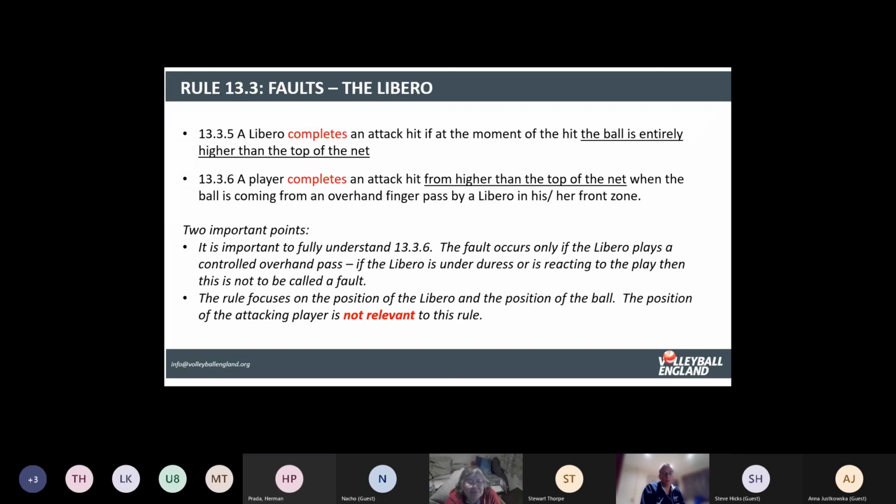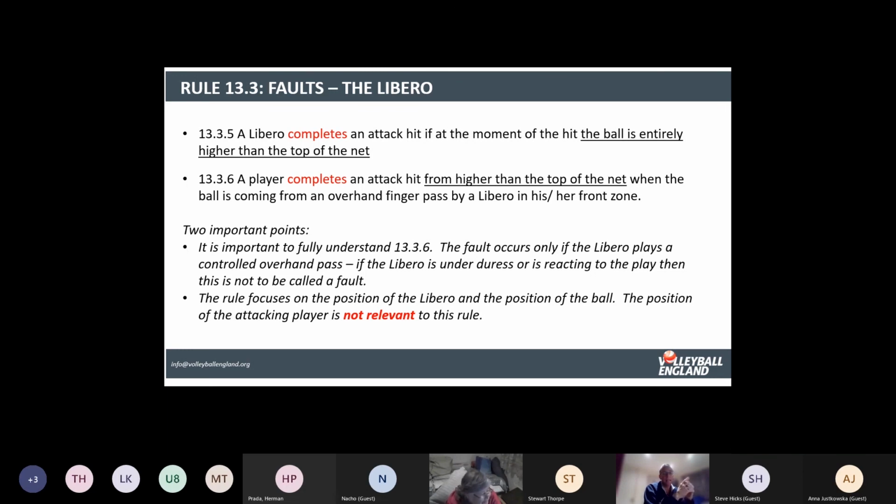So it's really important to fully understand 13.3.6. The fault only occurs if the libero is playing a controlled overhand finger pass. If they are reaching, if they are under duress, if they are trying to shield themselves, if the ball just hits them, and the ball then goes higher than the top of the net as attacked, that is not a fault under this rule. It is only where the libero makes a controlled volley finger pass that this fault is occurring.